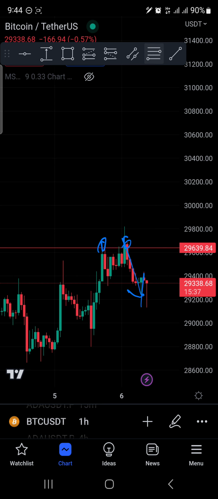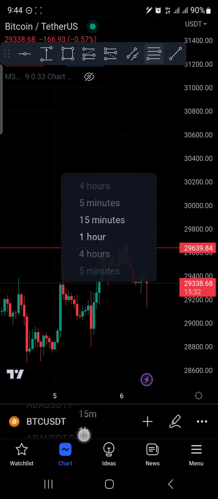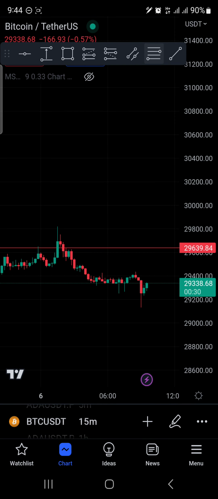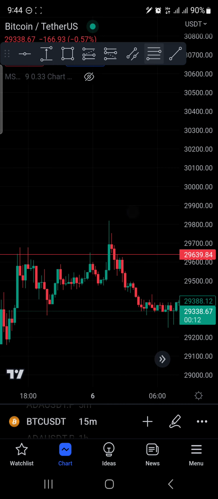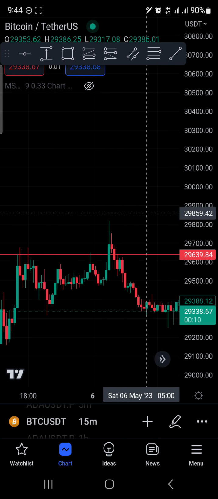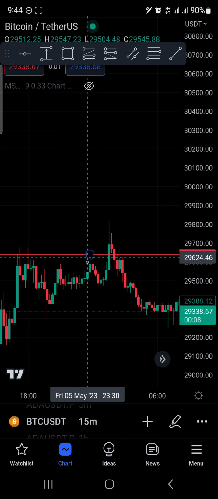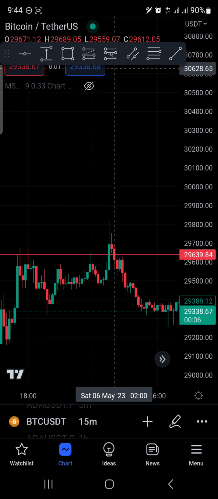For you to get your entry, you need to go to your 15 minutes time frame. If you're a swing trader, you might find your entry around the 1 hour time frame, but as a day trader, you have to come to the 15 minutes time frame to get your entry. Now look at this. Can you see? Immediately this candle closed.